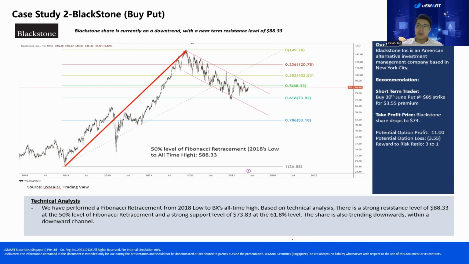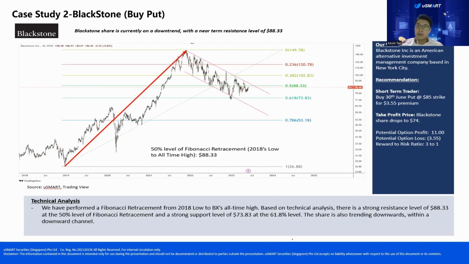So back then, when we recommended this trade, we were of the opinion that the downtrend would continue, and we believed that Blackstone would not hit above $88. Our recommendation back then was to suggest investors buy a put option on Blackstone at $85 when Blackstone was trading at $86. Back then, the option premium would cost you $3.55.